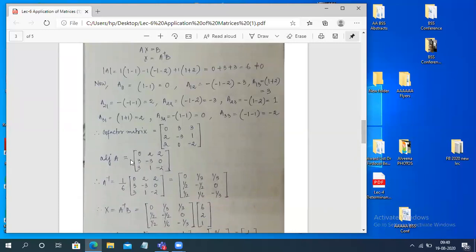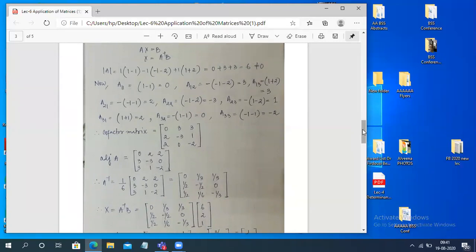So the adjoint of the matrix A: write the rows into columns. The first row 0, 3, 3 will be the first column 0, 3, 3. The second row 2, minus 3, 1 will be the second column 2, minus 3, 1. And the third row 2, 0, minus 2 will form the third column 2, 0, minus 2. Now this is your adjoint matrix.